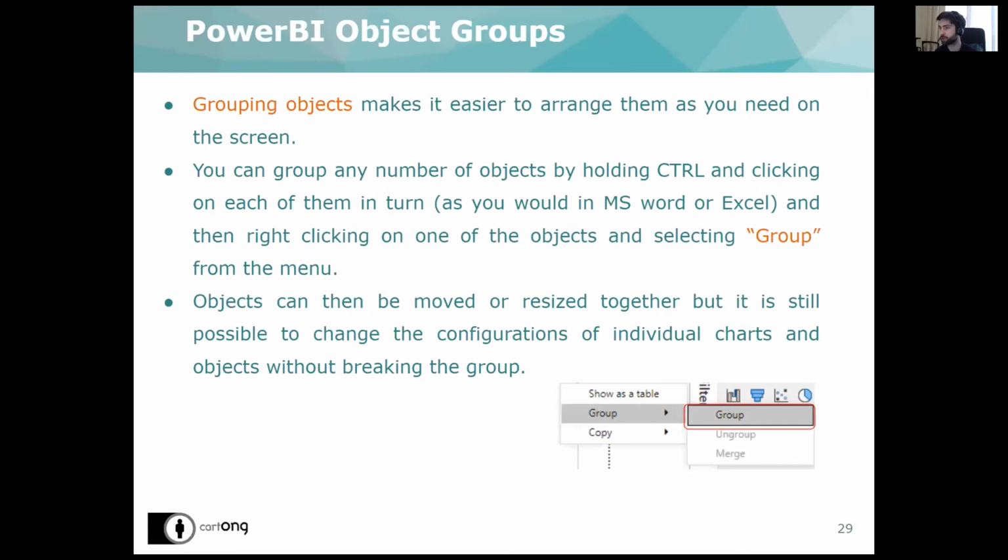First things first, Power BI object groups. It's very similar to what you have in Microsoft Word and Excel because it's the same family of products. Grouping just makes it easier to arrange the objects you have on screen to size and change the location together. You can group them just by holding the control button when you click on each one. Then if you right click, as you can see in the little screenshot at the bottom of the slide, you can click on group and it will place them all together.